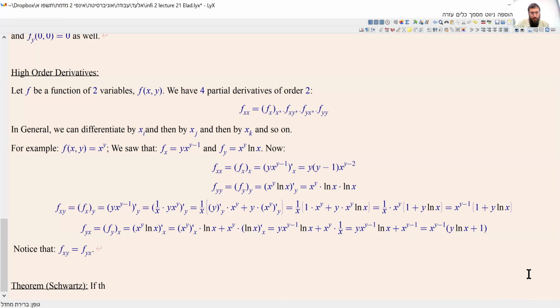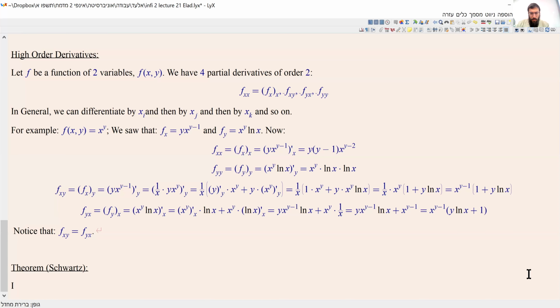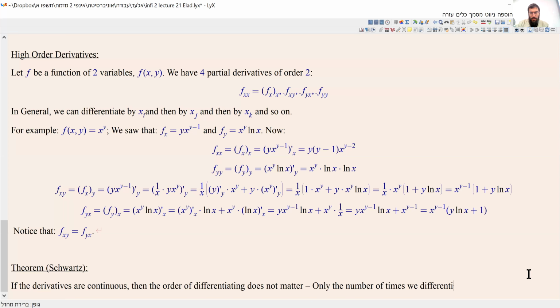If the derivatives are continuous, then the order of differentiating does not matter. Only the number of times we differentiate by each variable.